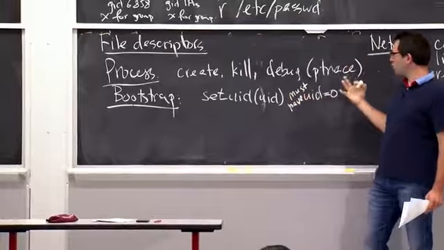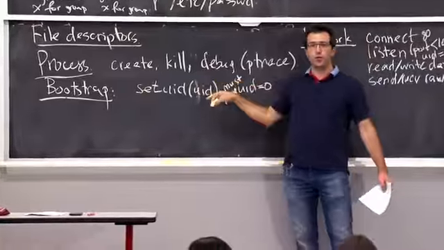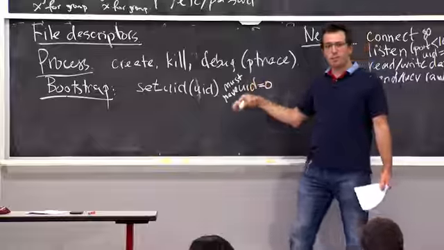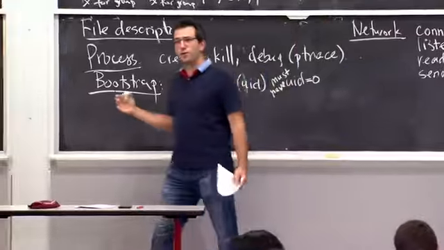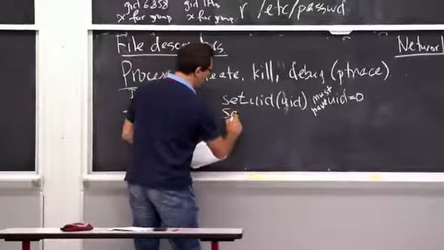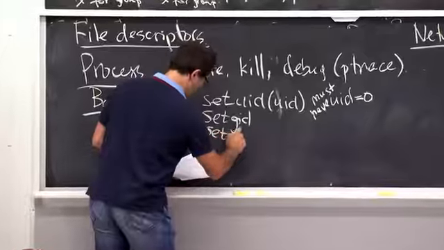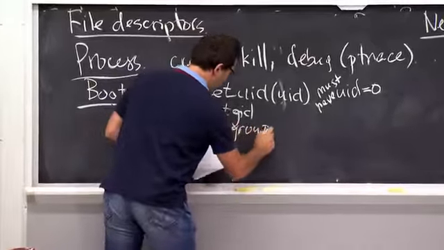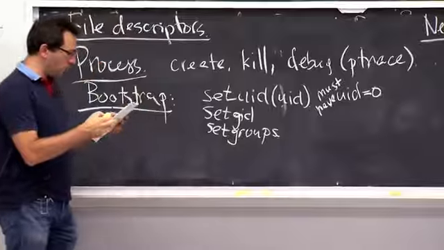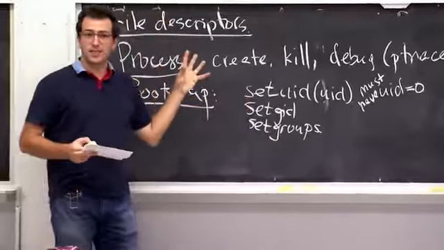So if you are this root user with UID 0, then you can call setuid and switch your user ID to anything else. And there's a couple of other similar system calls for initializing the GIDs associated with the process. It's setgid and setgroups. So these system calls together let you configure the privileges that a process has.